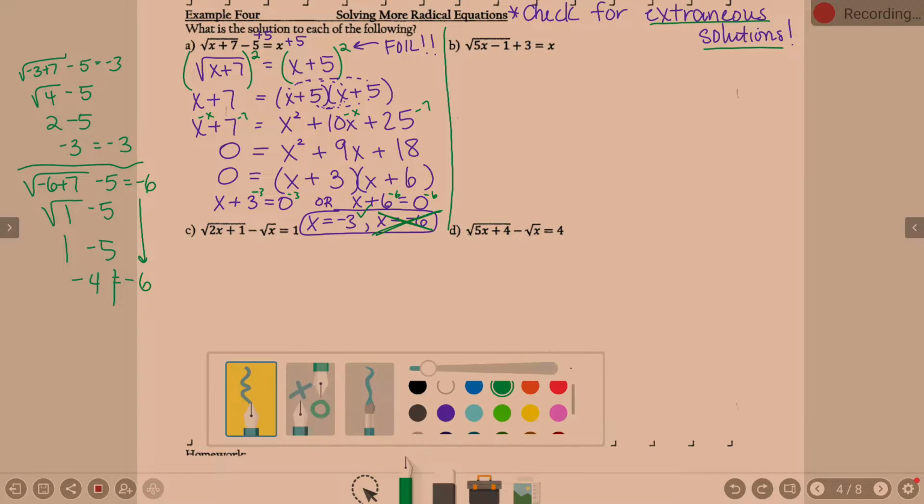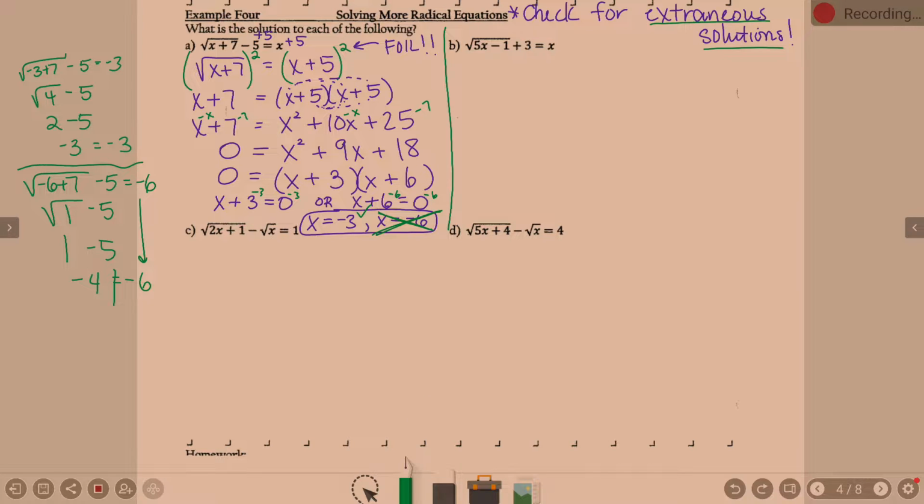What is the first piece you have to realize? You have to get the radical by itself. Okay, I see. You guys got to help her out here. Get the radical by itself. It came. It just took a minute. So we want square root of 5x minus 1 to be by itself.